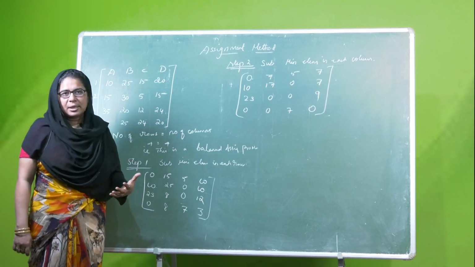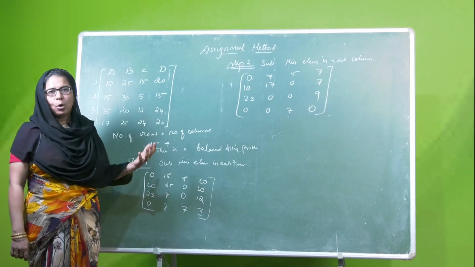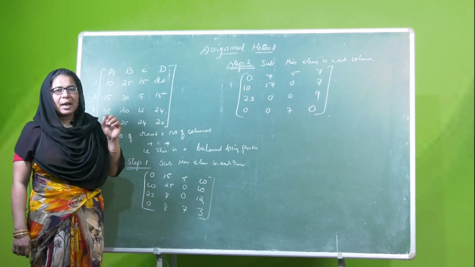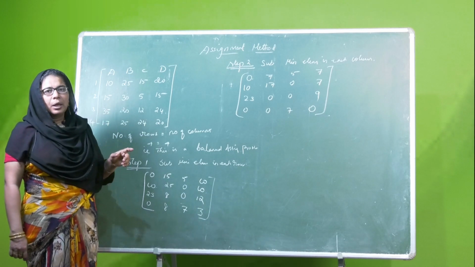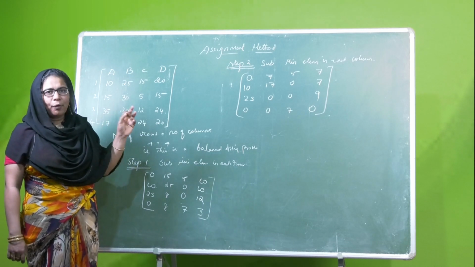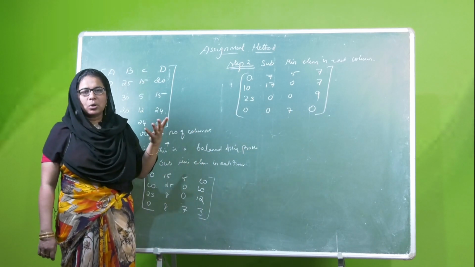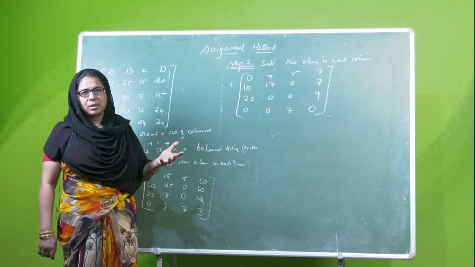Now, we have to allocate the 0 in each column and each row. What are the conditions for allocating 0? In each row, if there is only one 0 available, you have to allocate it. Otherwise, if more than one zero is there, you never allocate.